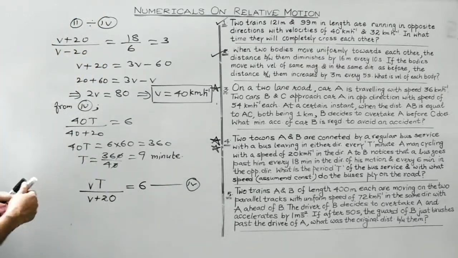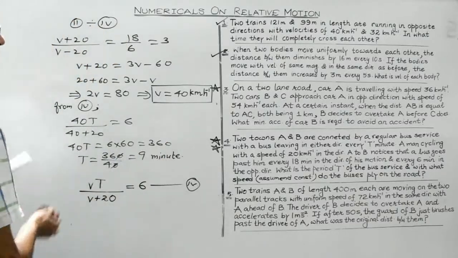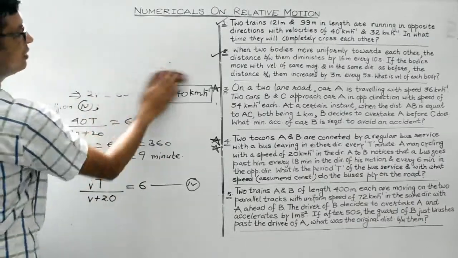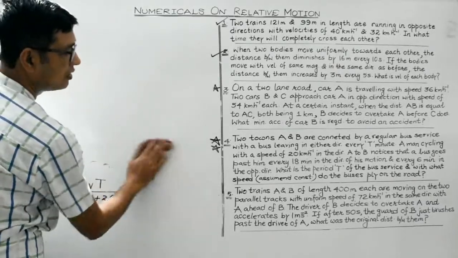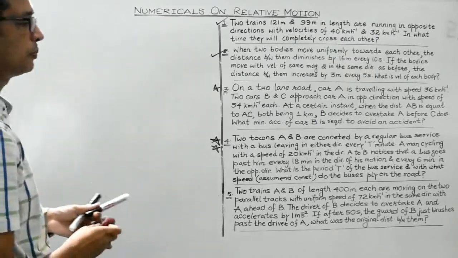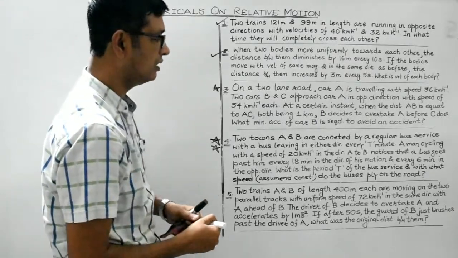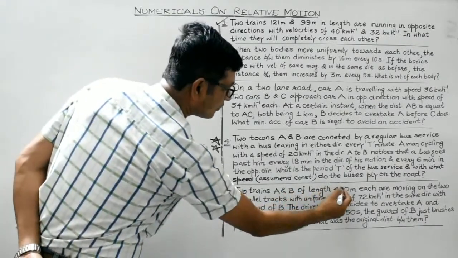Okay, students, let's proceed to the last question. Question number 5. Two trains, A and B, each of length 400 meter, are moving on two parallel tracks with a uniform speed of 72 km per hour in the same direction, with A ahead of B. Right? This is 400 meter.